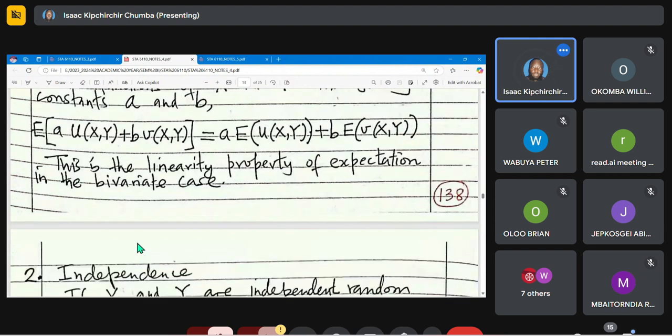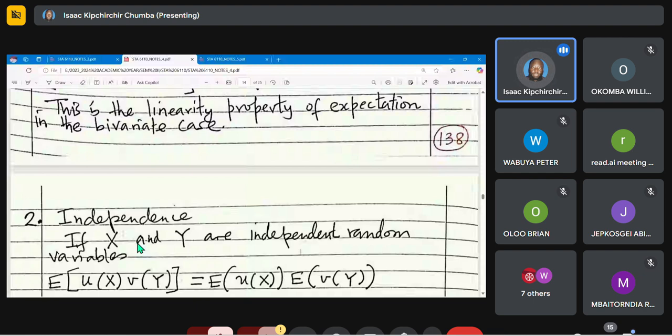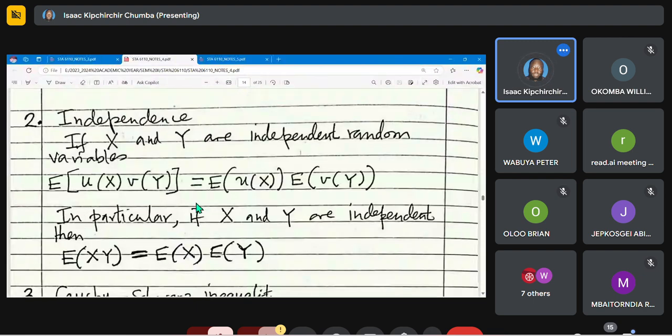Now, independence. If x and y are independent, the joint is factorizable as a product of the marginals. So if x and y are independent random variables, and you have defined a random variable which is a function of x alone, and another random variable which is a function of y alone, and you want the expectation of their product, it will just be the product of their expectations.